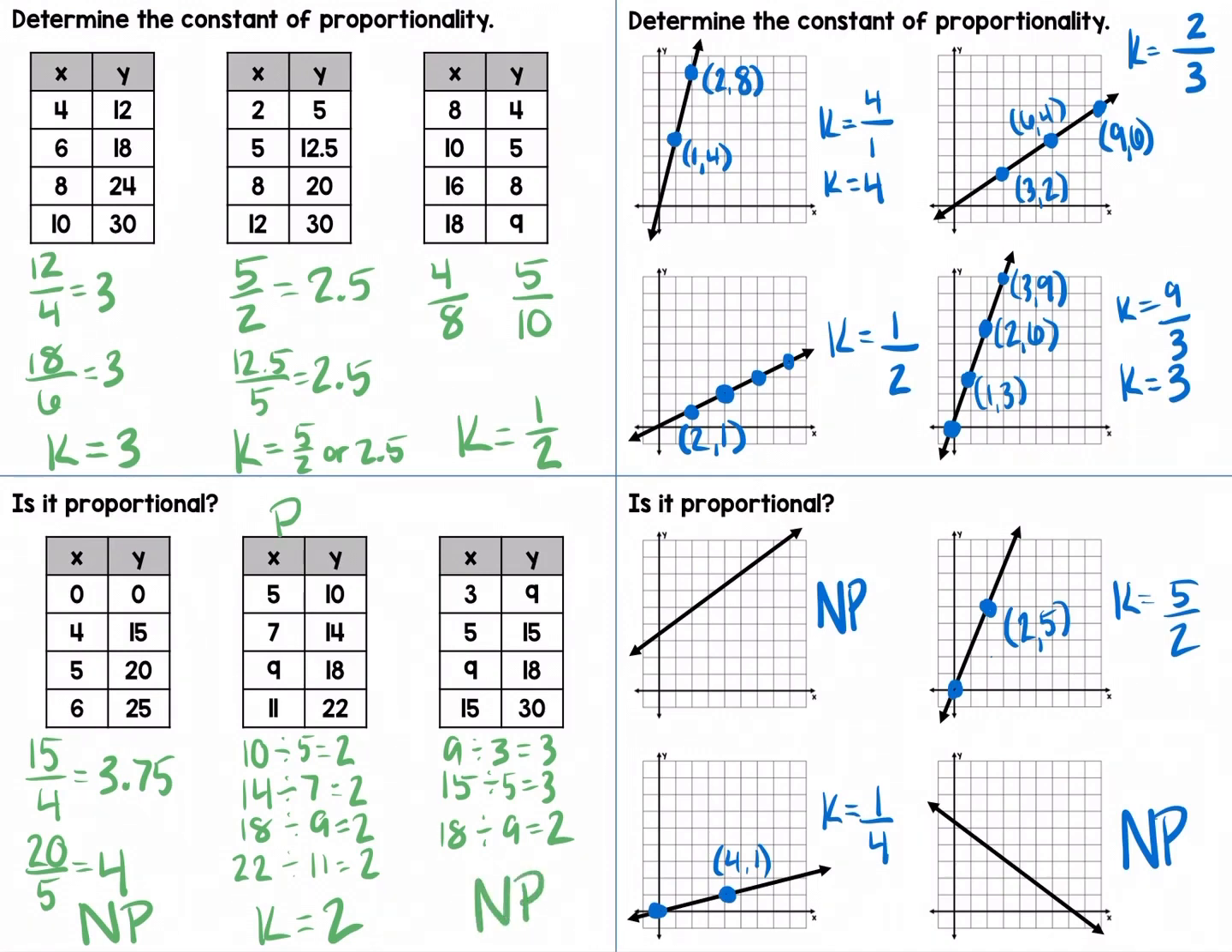So remember, for a table, you have to check every single y and x value and make sure they equal the same number. If they do, they're proportional. That number is the constant of proportionality. If they don't, then they're not proportional. So that's it for lesson 2.4.